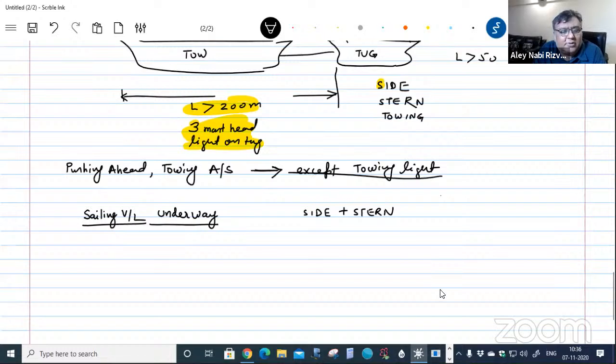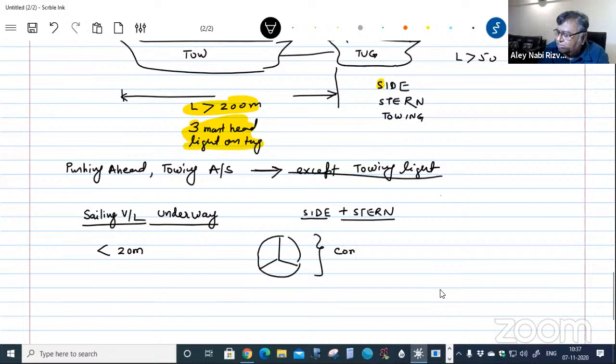If the sailing vessel is less than 20 meters in length, then these side lights, not only side lights, but all these lights, side plus stern lights, can be combined in one lantern at or near the top of the mast where it can best be seen. All can be combined in one lantern.